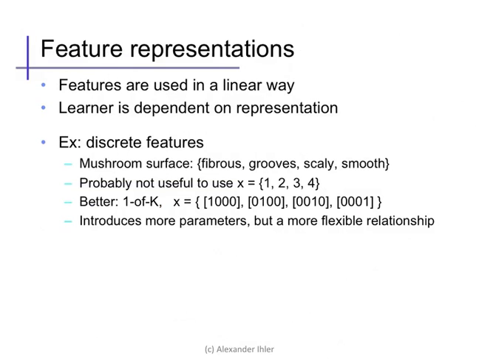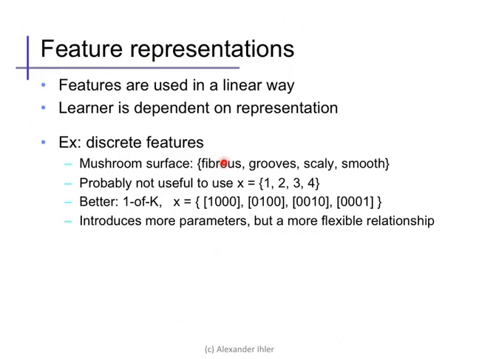Since our classifier is a linear function of the features, the abilities of the learner are highly influenced by the choice of features. As an example, consider a discrete feature for poisonous mushroom classification. We'll have a feature that the surface can be either fibrous, grooved, scaly, or smooth. If we represent this information by converting these categories to an integer value, 1 through 4, it will probably not be used very effectively by the classifier. There's no reason to believe that the influence of observing a smooth feature should be 4 times the influence of observing a fibrous feature, and in the same direction.